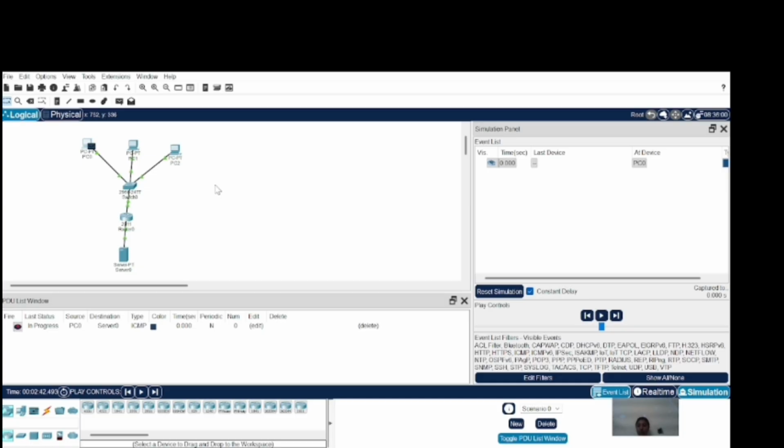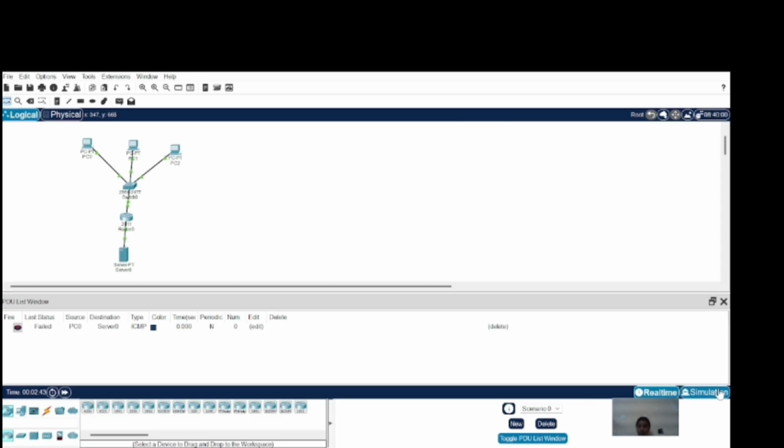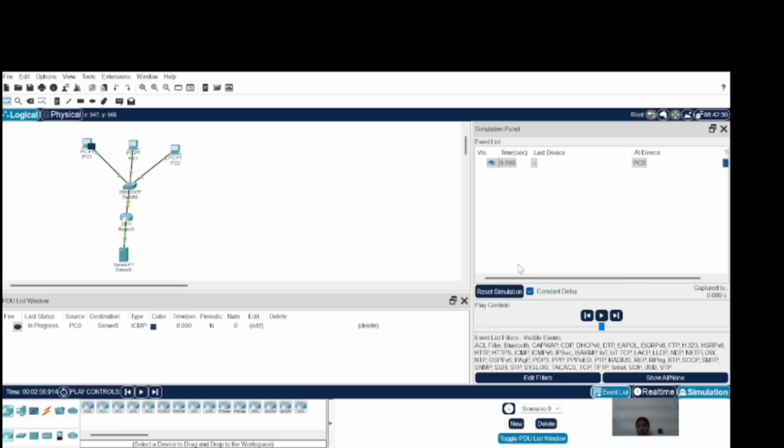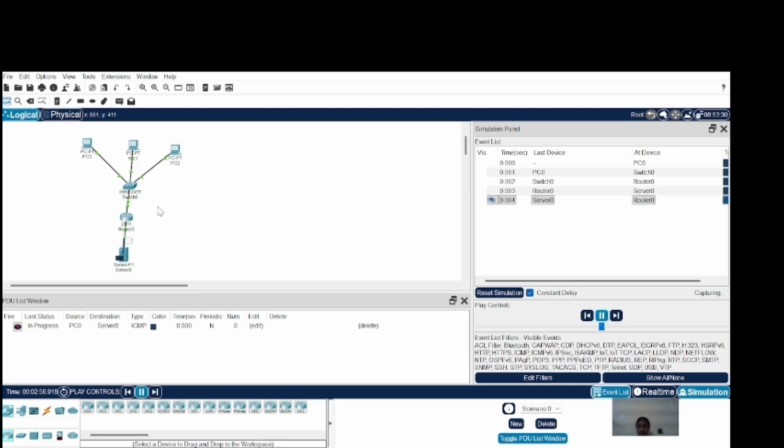Now we will observe the attack in simulation mode. I switch Packet Tracer from real-time to simulation mode. Then I click on autoplay, this one, and we can see the packets moving. The blue packets represent ICMP echo requests, while the white packets represent the ICMP echo replies. Sometimes red packets appear, indicating delayed or dropped packets due to heavy traffic.